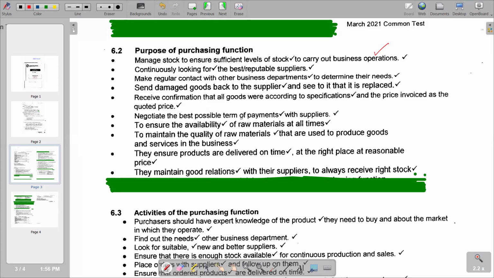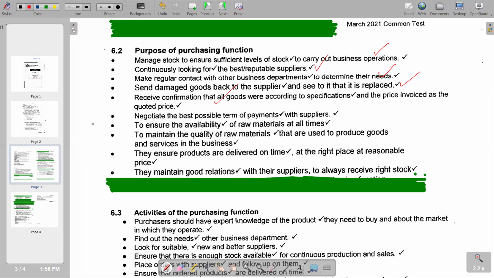The second point is continuously looking for the best or reputable suppliers. The purchasing function is the one which looks for better suppliers. Next point, make regular contact with other business departments to determine their needs. Then we have send damaged goods back to the supplier and see to it that they are replaced. Then receive information that all goods were according to specifications and the price on the invoice is the quoted price. These are the points explaining the purpose of a purchasing function.